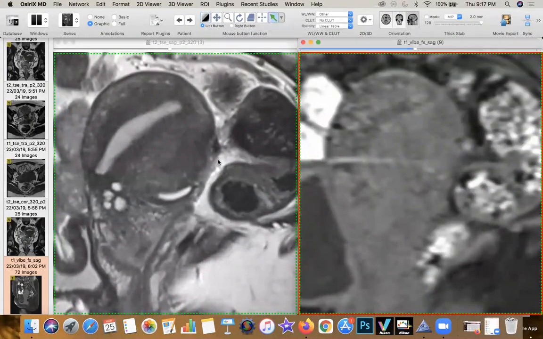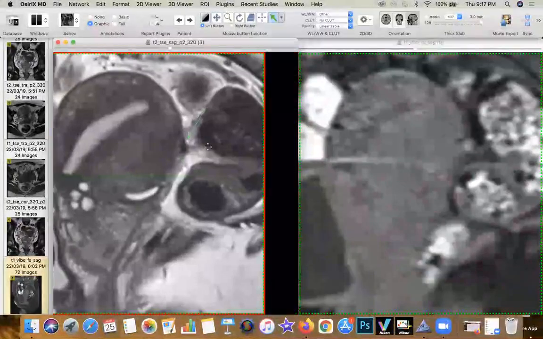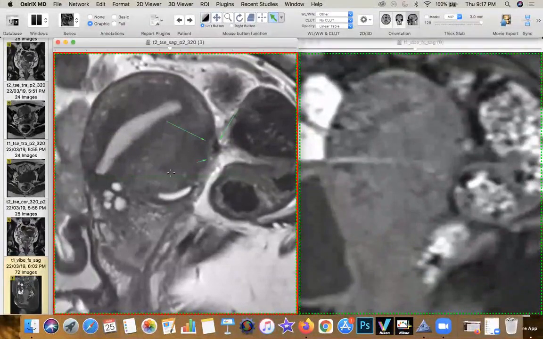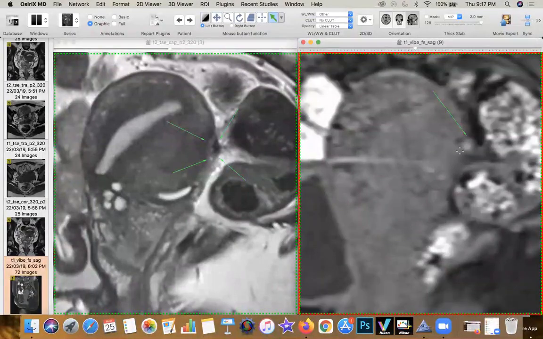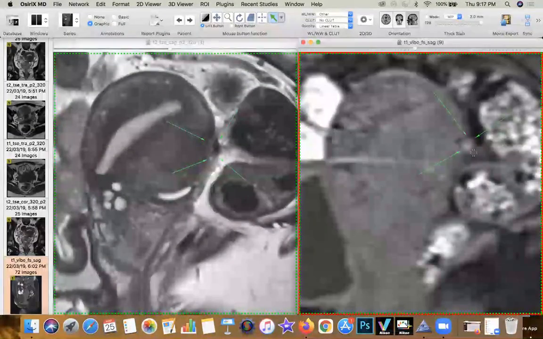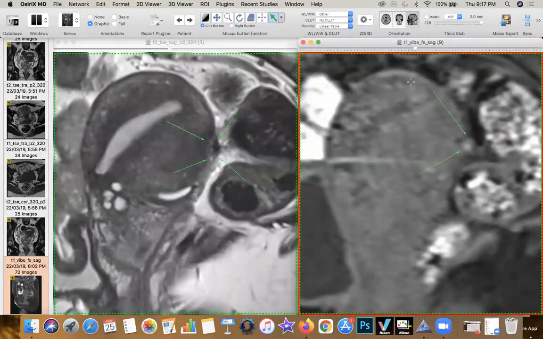So if you look at this, this is where you have the intermediate gray to dark T2 thickening. And in the same patient, you have areas of brightness embedded within. And this is a T1 weighted fat suppressed sequence. How do you know that?